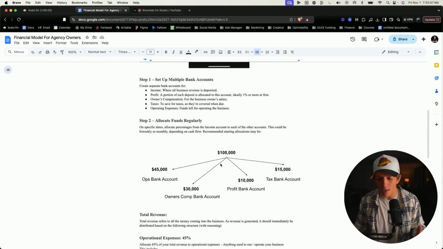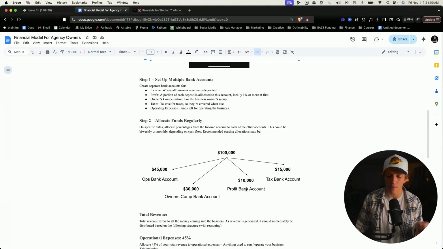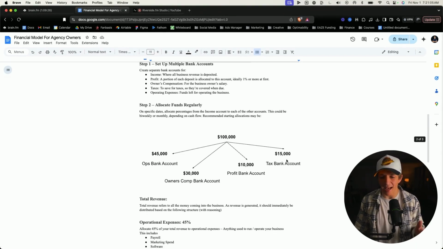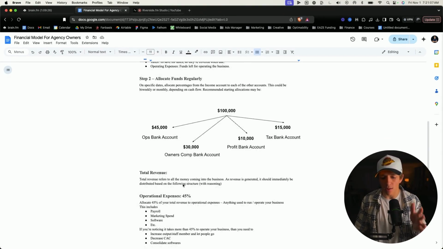So let's say you make $100,000, right? Well, the recommendation of how we divvy it up is we put 45% of what we make into the ops bank account. We put 30% of what we make into the owner's comp bank account. We put 10% of what we make into the profit bank account. And then we put 15% of what we make into the tax bank account. Okay. Now I'm going to break down what each one of these means and the use cases and what you do with the money when it has been deposited to ensure that your business is always profitable and you can scale efficiently and, more importantly, smartly.